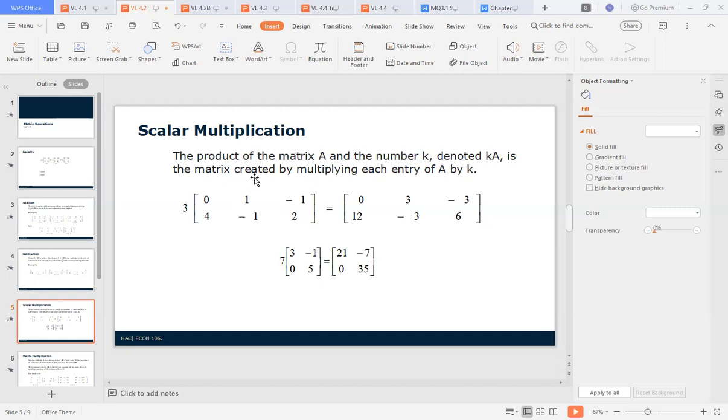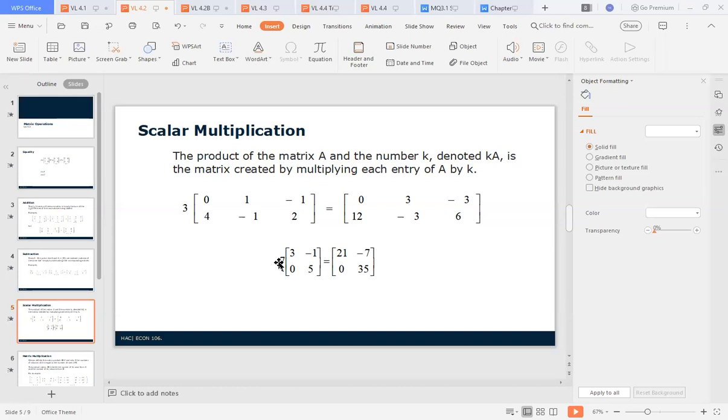Let's look at the example again here. We have a scalar 3. We multiply it to every element. That is 3 times 0, 3 times 1, 3 times negative 1, 3 times 4, 3 times negative 1, and so on and so forth. We also have another example. We have a scalar 7.